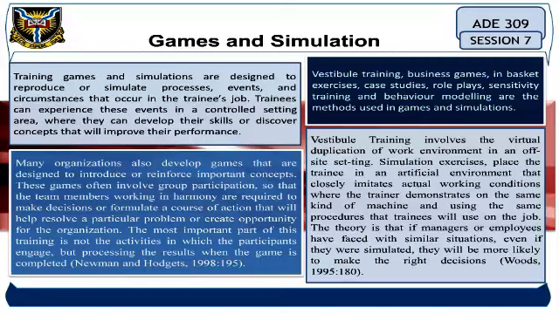Vestibule training, business games, in-basket exercises, case studies, role plays, sensitivity training, and behavior modeling are the methods used in games and simulations. Vestibule training involves the virtual duplication of the work environment in an off-site setting. Simulation exercises place the trainee in an artificial environment that closely imitates actual working conditions, where the trainer demonstrates on the same kind of machine and using the same procedures that trainees will use on the job.